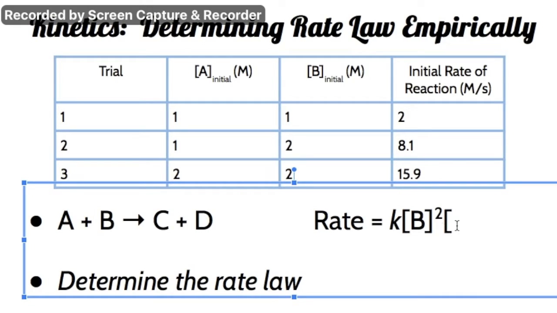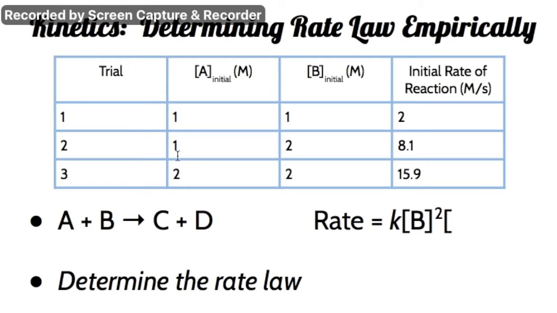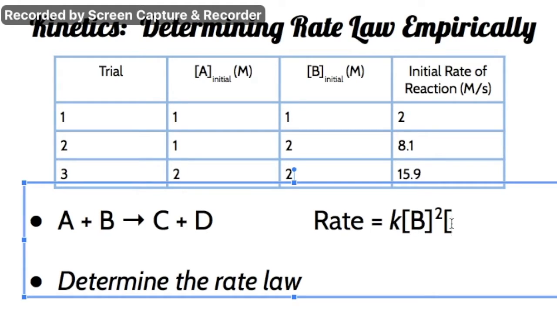But that's not the whole story. We have to analyze A. Now, in looking at trials 2 and 3, B was held constant there, while reactant A was doubled. When A was doubled, the reaction rate was also doubled. So when A doubled, the reaction rate increased proportionally. That tells us that in the rate law, A is present to the first power. For every increase in A, the rate will increase proportionally.